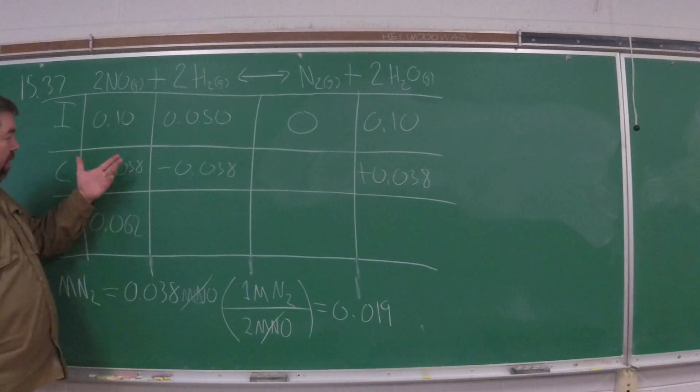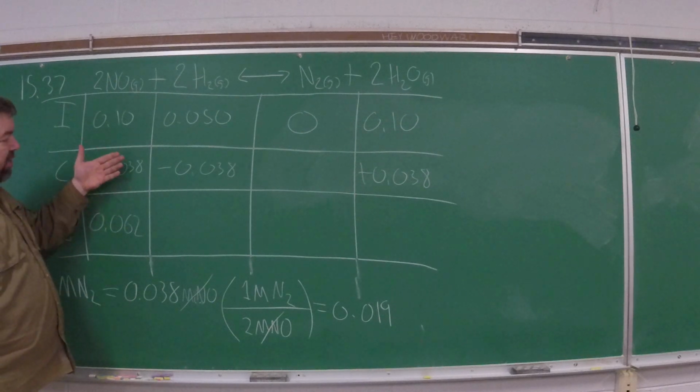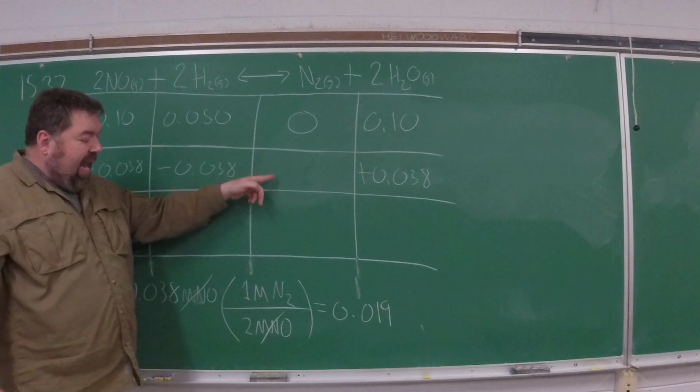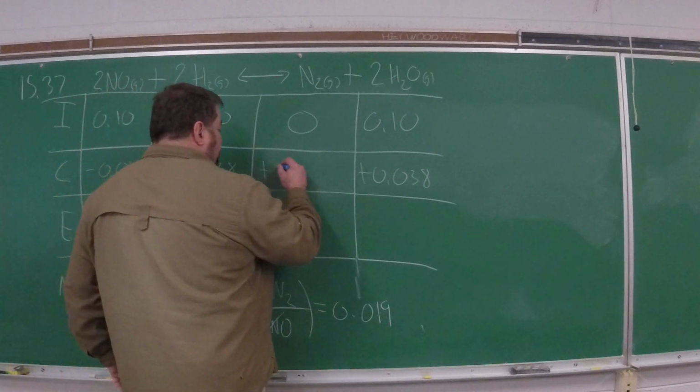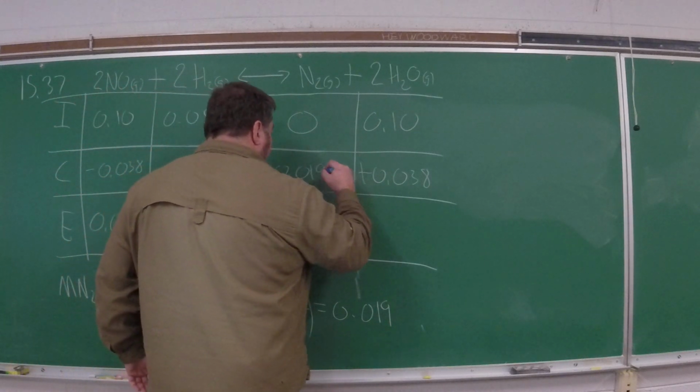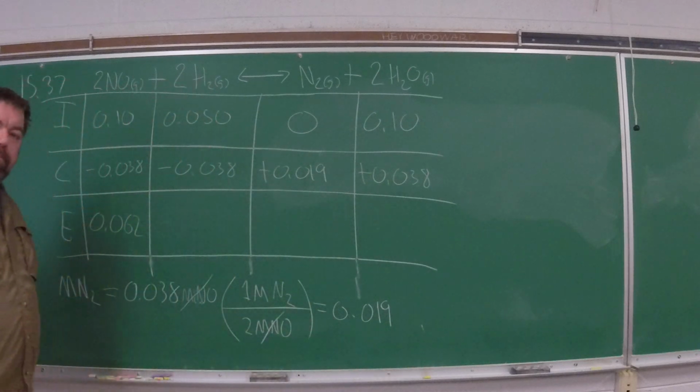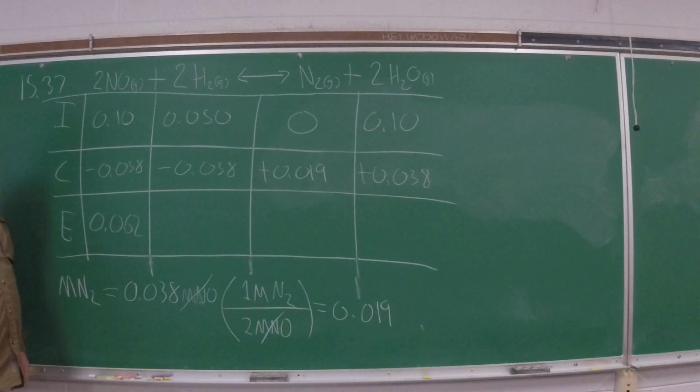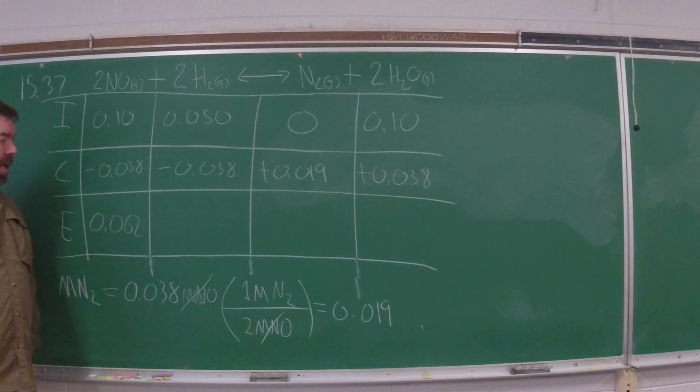Notice I don't have a negative down here. This is going away, all right? So since reactants are going away, this side has to be a positive number. So this is plus 0.019. I hope I explained that well.